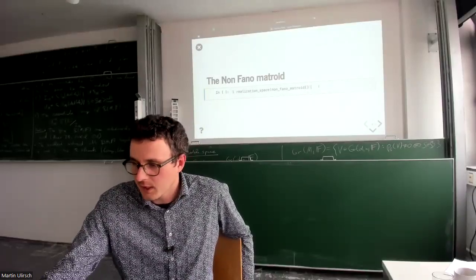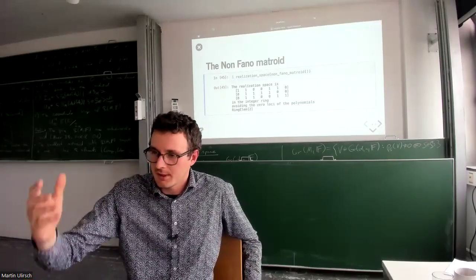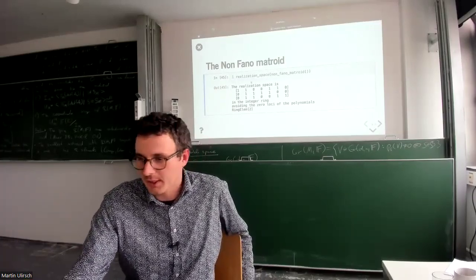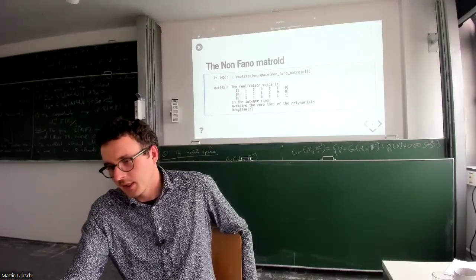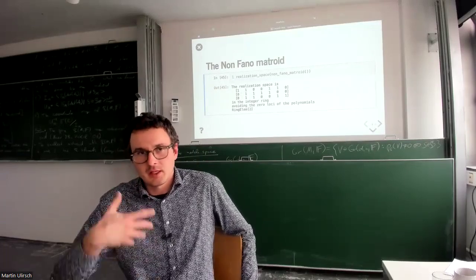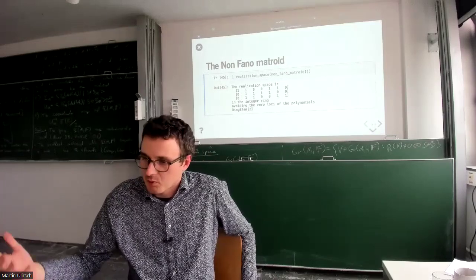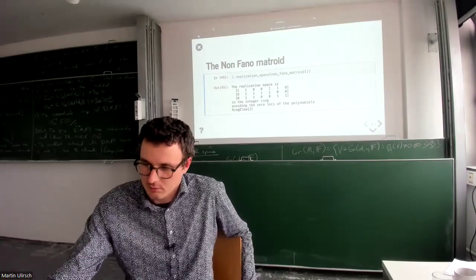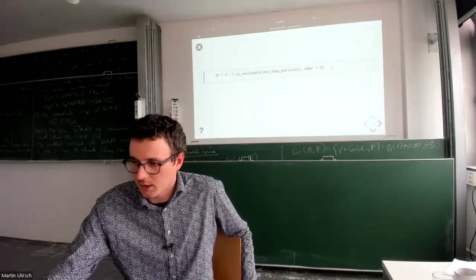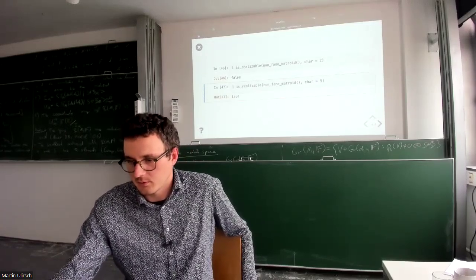And for the non-Fano case, it's the dual matroid, where the opposite thing happens. We again see that there's one matrix, but this time it says avoiding the zero loci of 2, meaning that it's always realizable as long as 2 is non-zero, meaning that we just have to be in a field of characteristic not 2. And so we can again ask if it's realizable over 2, false, and over 5, true.